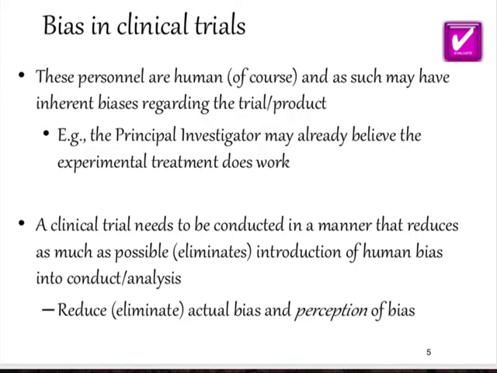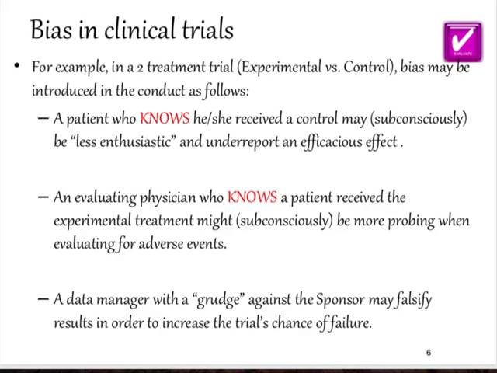And these people, because of course they are humans, they may introduce bias. For example, the principal investigator might want the study to work, might want the treatment to work, so he might introduce the bias. Or maybe one of the people in the trial doesn't want the study to work, so they might do something to underestimate the effect of the trial.